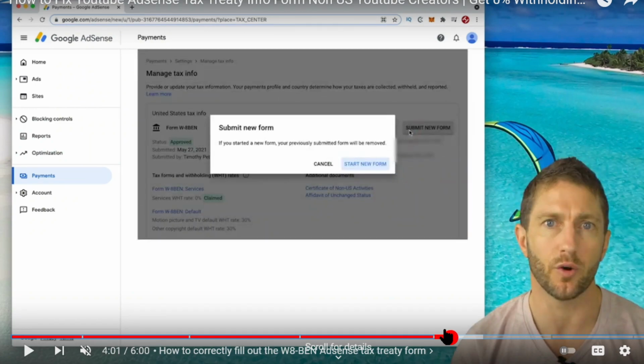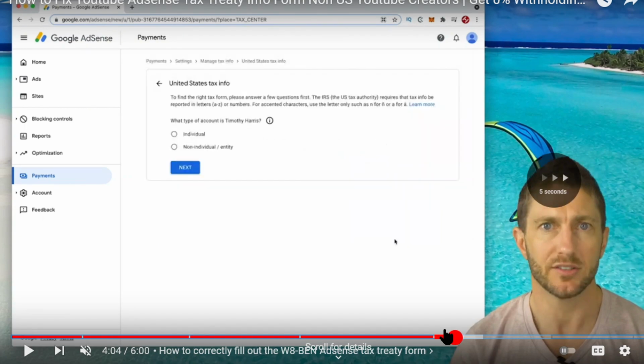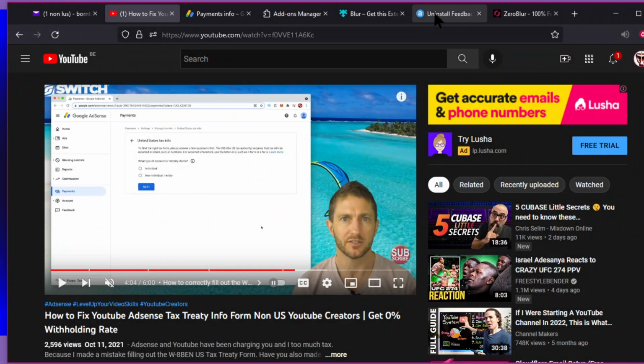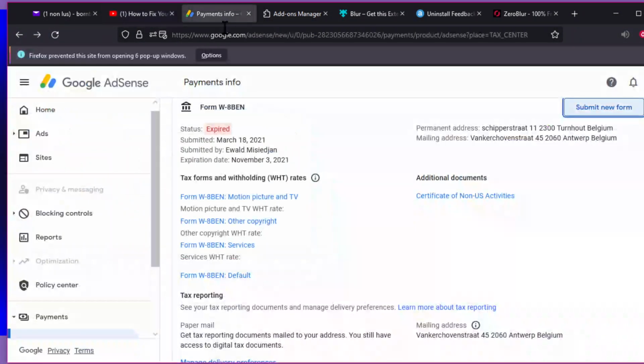You see, submit new form, start new form. Then it came to this place: payment settings, manage tax info, United States tax info. To find the right tax form, please, blah, blah, blah. Then I noticed he went ahead and chose individual, but I didn't get this part. It didn't take me to that part. I'm like, what's going on? That's why I'm making this video.